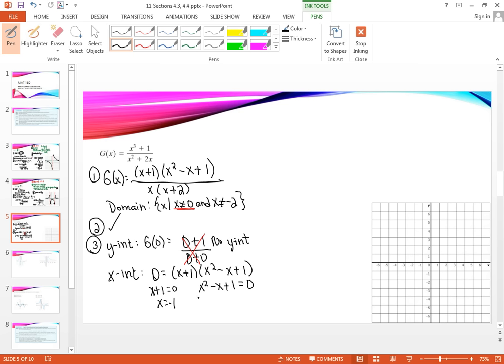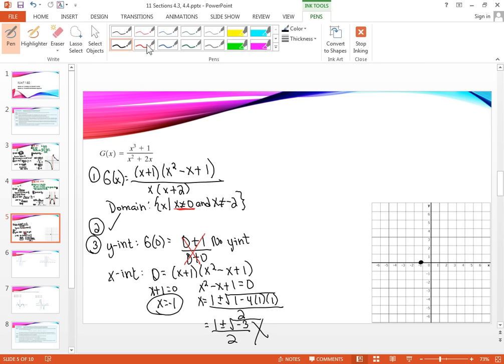So we better do quadratic formula. So -1 plus or minus the square root of -1 squared minus 4 times 1 times 1, all over 2 times 1, which is 1 plus or minus the square root of -3. That's not real. Okay, so if it's not real, it can't be on our graph because we are plotting real numbers. So our only x-intercept is at -1. We have no y-intercepts, and we only had that one x-intercept.